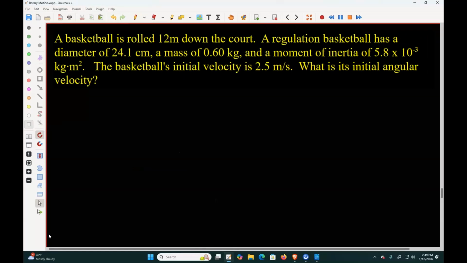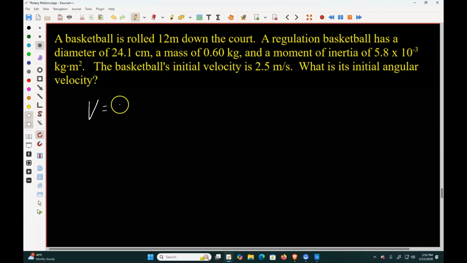A basketball is rolled 12 meters down the court. A regulation basketball has a diameter of 24.1 centimeters, a mass of 0.6 kilograms, and a moment of inertia of 5.8 times 10 to the negative third kilogram meter squared. The basketball's initial velocity is 2.5 meters per second.